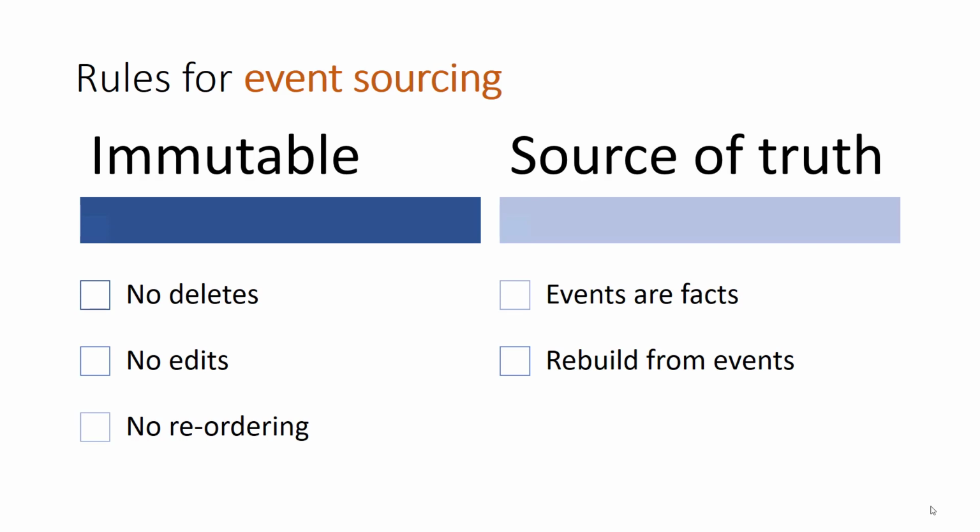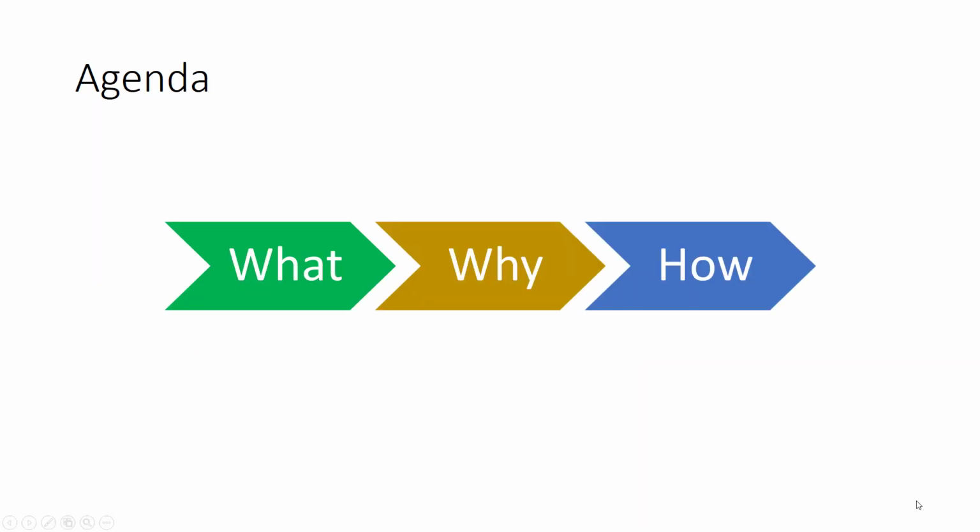The second rule is that your event stream is the source of truth. So events on the event stream are facts that have happened in your system, and if you want to rebuild the current state or the state as at any given time, you rebuild it from the events themselves. So, we've shown what event sourcing is. Now let's take a look at why you would actually use this within a computer system.